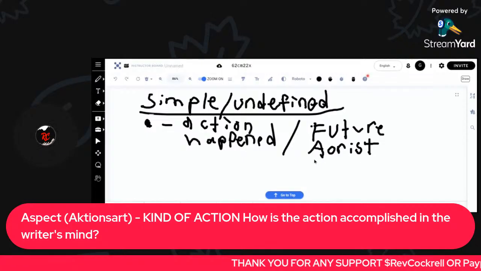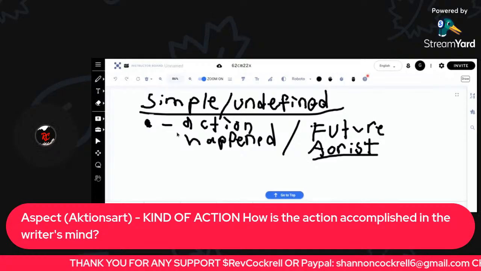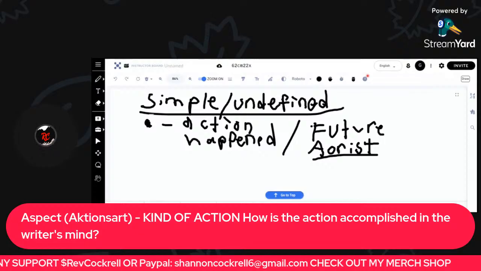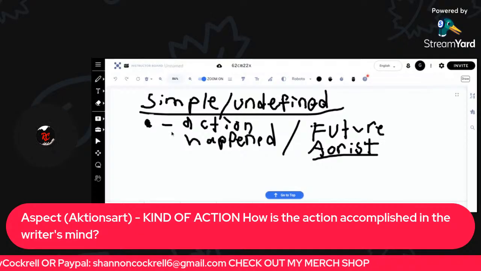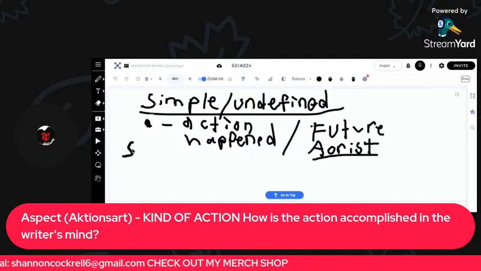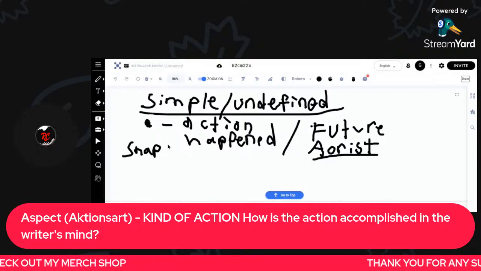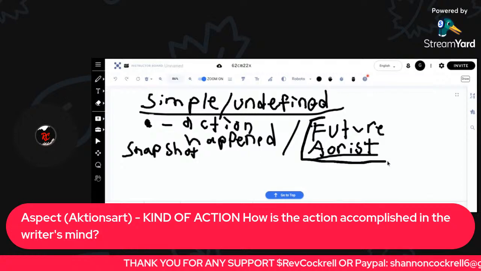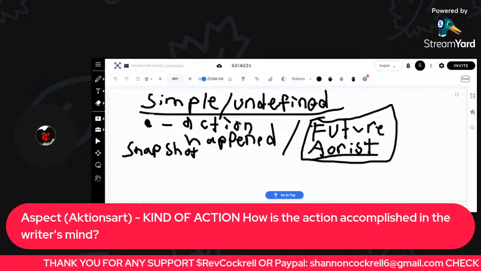So it's the action happened. It's just an undefined, simple action. The action occurred. There's no reference to progress. It's a snapshot of the action. So this is in the future and the aorist tense of the verbs.